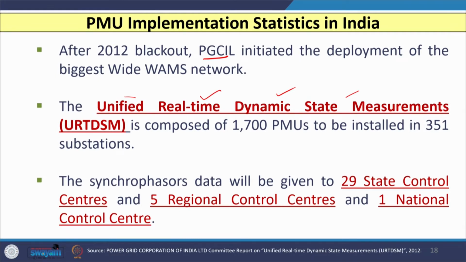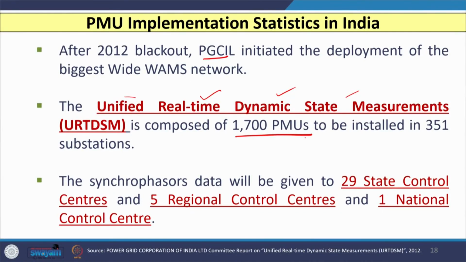In this scheme it is proposed to install 1700 PMUs in 351 different substations across India, and it is also proposed that the synchrophasor data will be given to 29 different state control centers, 5 regional control centers and 1 national control center. So, this is the main statistics of the PMU implementation in our country as per the URTDSM scheme.